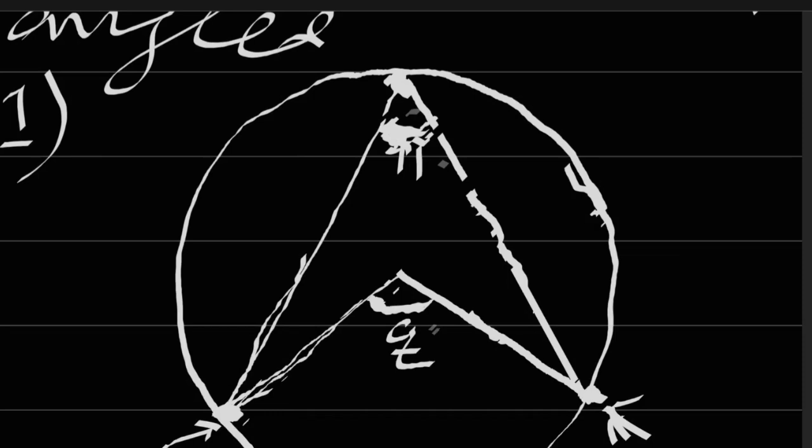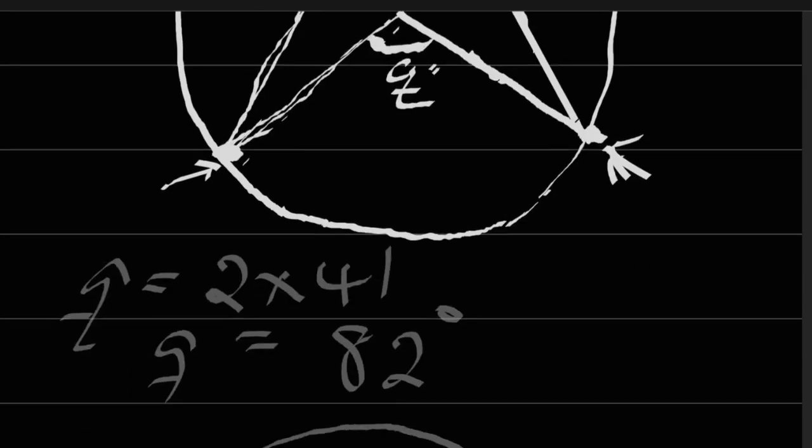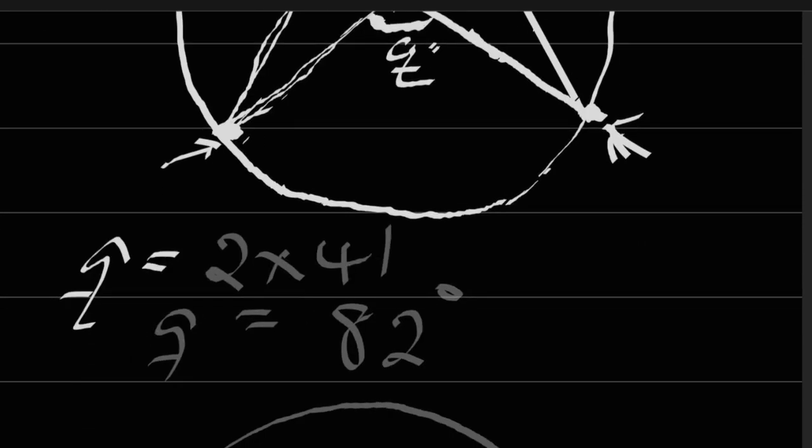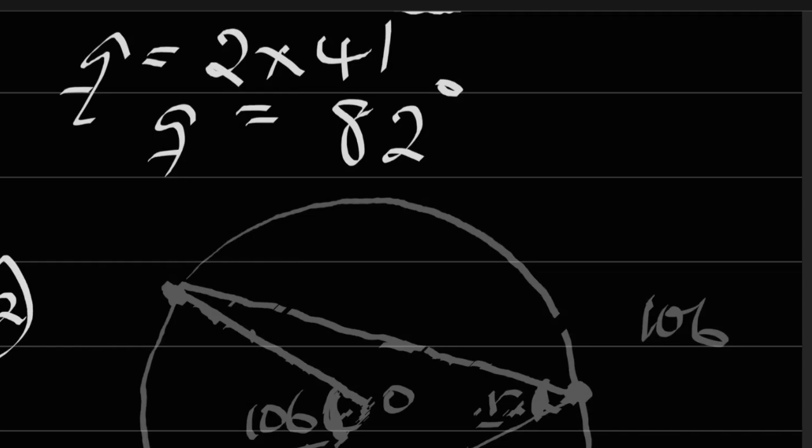This is the only case where you can use angle at center is twice angle at circumference. So since these two properties are there, we can get angle Q. Angle Q will be twice angle 41. So angle Q equals 2 times 41. Angle Q equals 82 degrees. It's as simple as that. Let's solve another example.